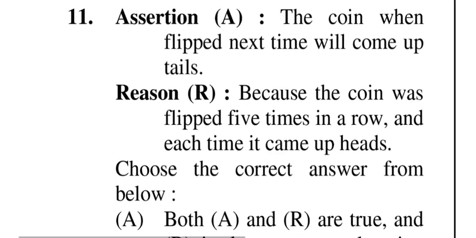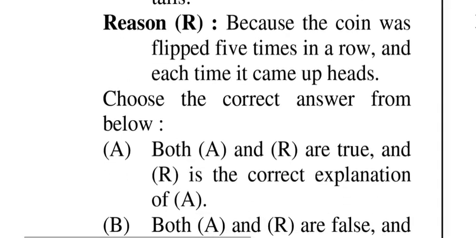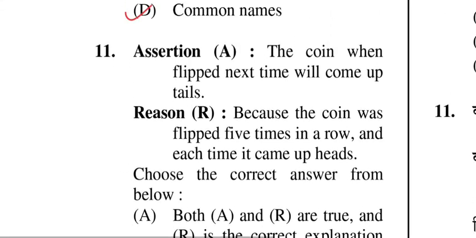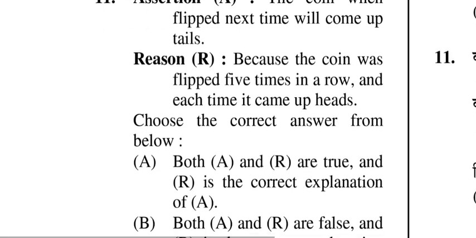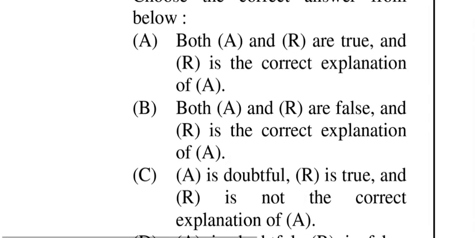Number 11, assertion A: the coin when flipped next time will come up tails. Reason: because the coin was flipped 5 times in a row and each time it came up heads. Let me repeat it. Assertion A is saying the coin when flipped next time will come up tails. Reason: because the coin was flipped 5 times in a row and each time it came up heads. Now choose the correct answers from the below.